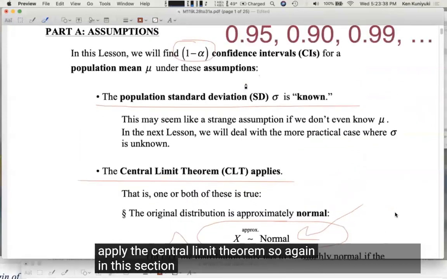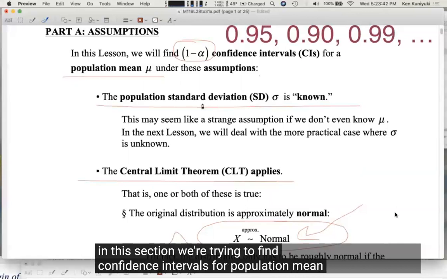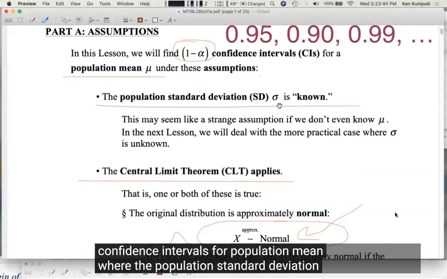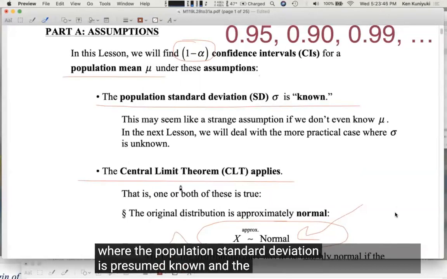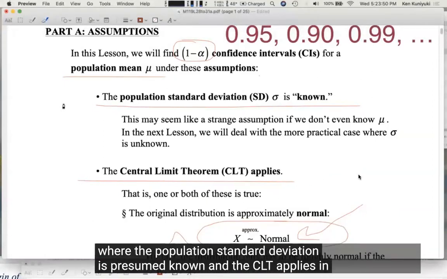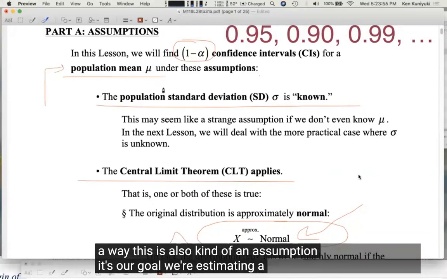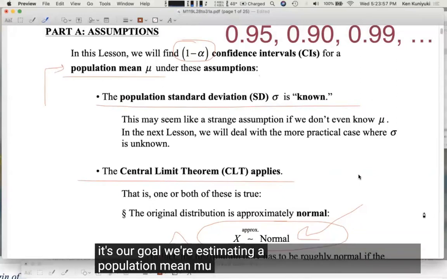So again, in this section, we're trying to find confidence intervals for a population mean, where the population standard deviation is presumed known, and the CLT applies. In a way, this is also kind of an assumption. It's our goal. We're estimating a population mean mu.